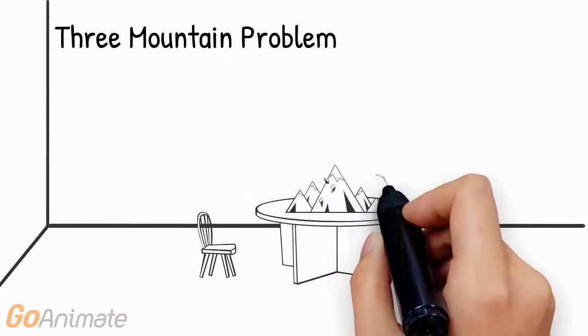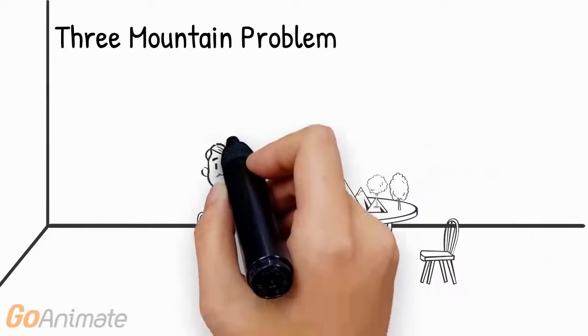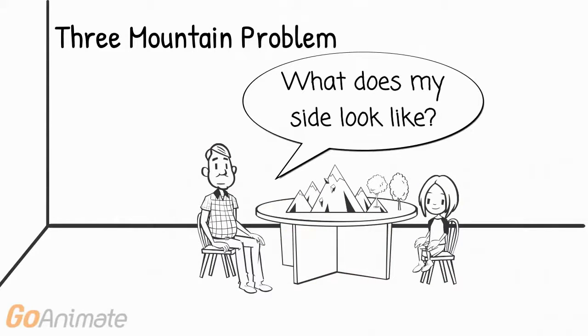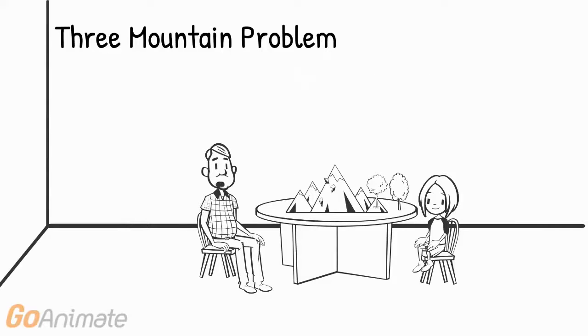The three mountain problem tests a child's ability to take the perspectives of others. The child and the examiner sit on opposite sides of a model mountain. The examiner asks the child to describe her side of the mountain and then to describe the examiner's side of the mountain. If the child describes his or her own side when asked to describe the examiner's side, then the child likely is still unable to take the perspectives of others and therefore still engages in egocentric thinking.